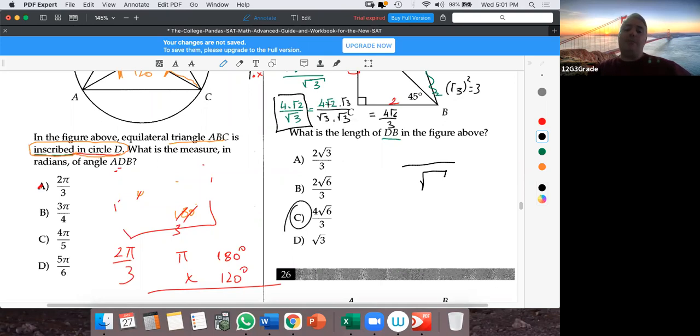But the numerator will be 4 root 6. We know how to do this. And then square root of 3 times square root of 3 will be square root of 3 to the power of 2. Just simplify, it's 3.